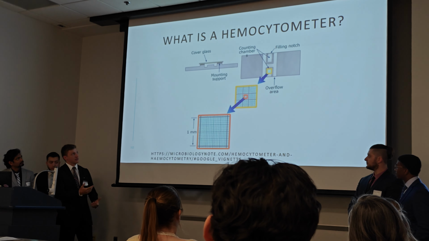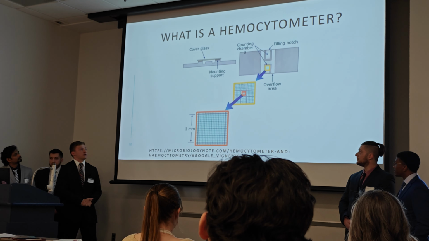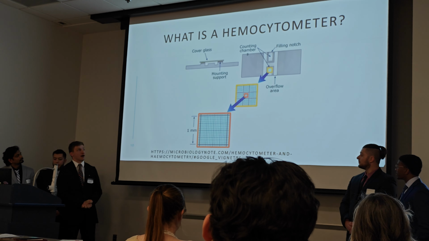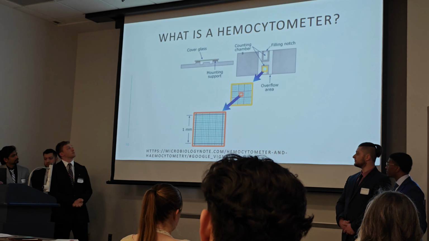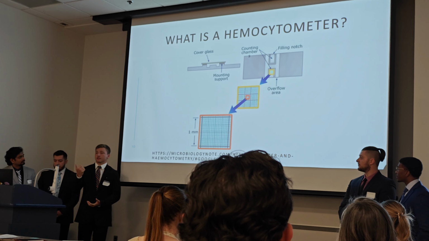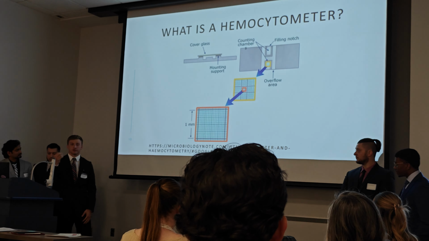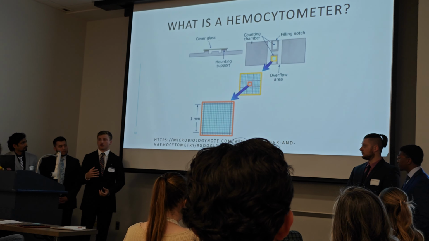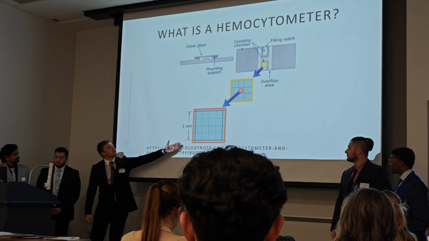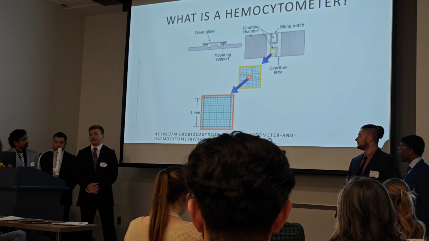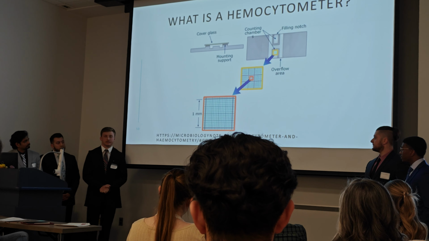So here's a quick summary of how a hemocytometer works. It consists of a mounting support and a cover glass, and underneath you have a filling notch and the counting chamber, which are two important concepts. You take your pipette, put it underneath the filling notch, and inject it in there, and capillary action will take your blood and saline all across it. Then you'll be able to see the counting chamber, which has a grid on it, and from there you can count the number of cells in each grid. It's a manual way to count cells.